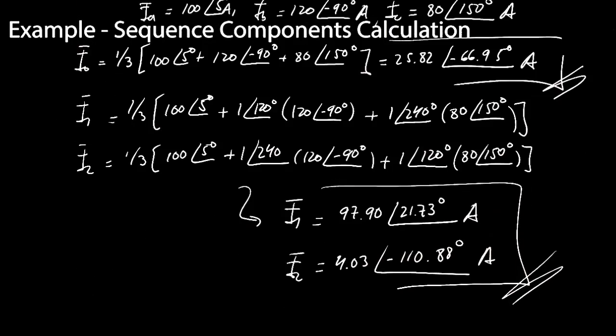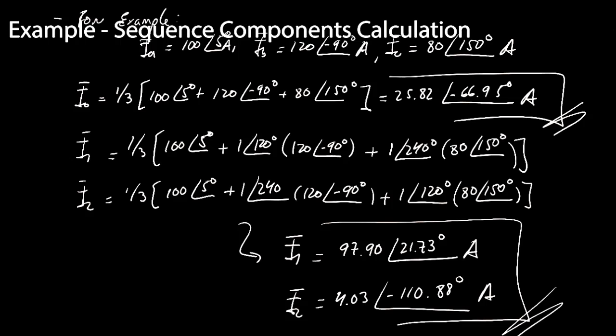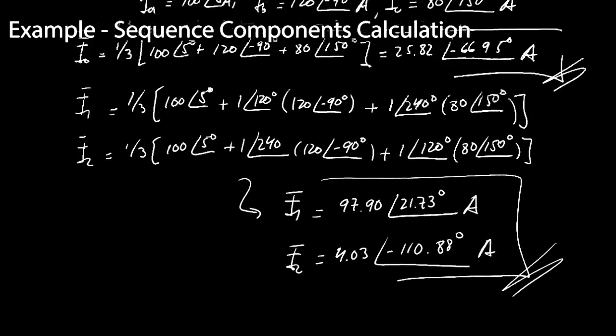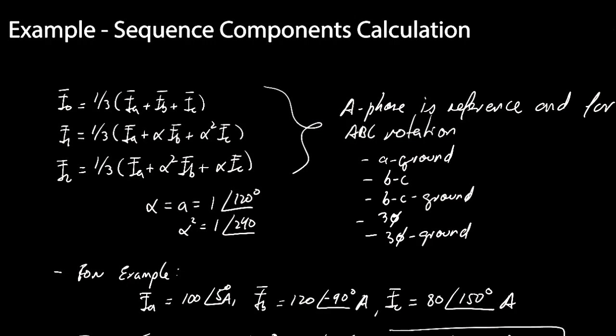That's the reason why the positive sequence came out about 4 times higher than the zero sequence current, and much, much higher than the negative sequence current. It's almost 25 times higher. So that's just a quick observation that you can make from these results.